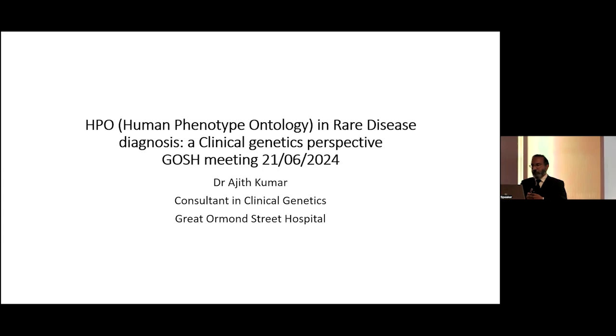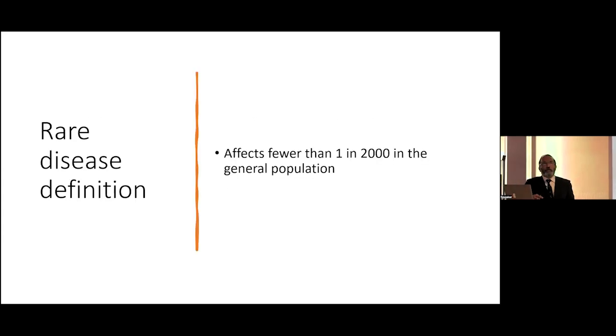Thank you, Robert. So I'm going to talk about HPO in terms of my own clinical experience with rare diseases and cancer. A rare disease is defined as a condition that affects fewer than 1 in 2,000 people in the general population. The vast majority of them are genetic disorders or single gene disorders, but not all of them.